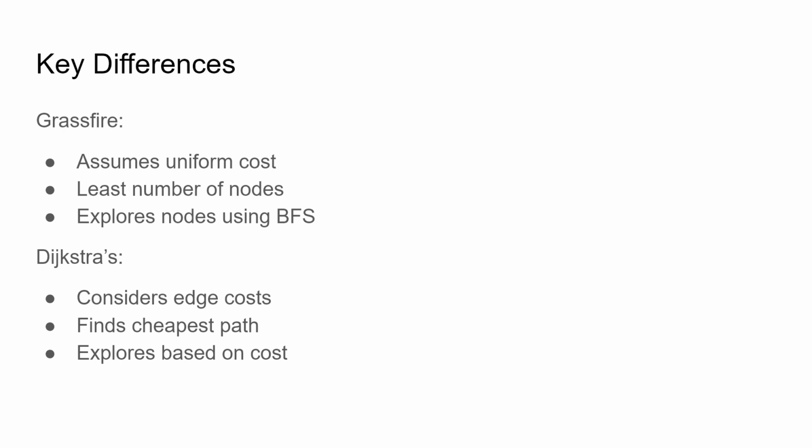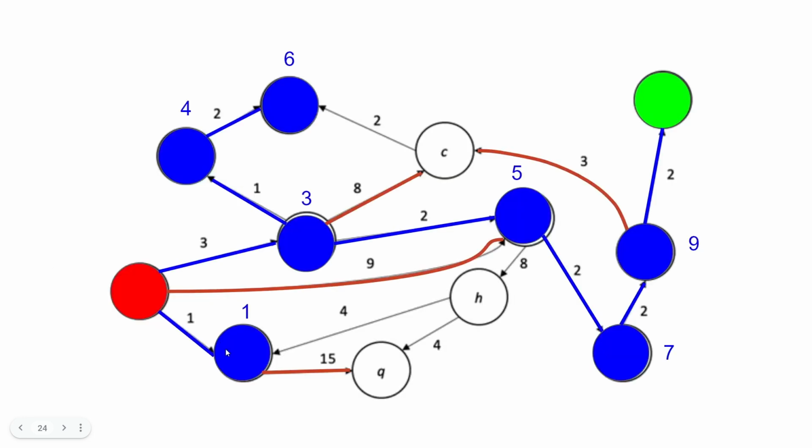Dijkstra's algorithm, on the other hand, does consider edge costs. In fact, that is basically the only thing it's concerned with, and it always finds the cheapest path from the source node to the goal node, or to any node, in theory, in its full form, and explores paths based on cost. And we can actually see that in the solutions.